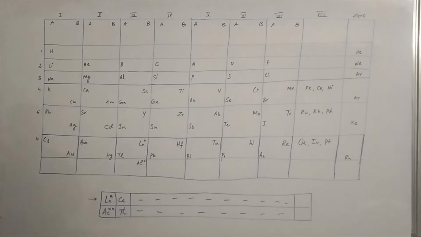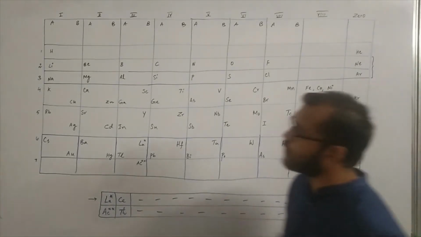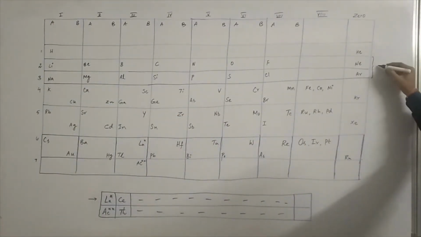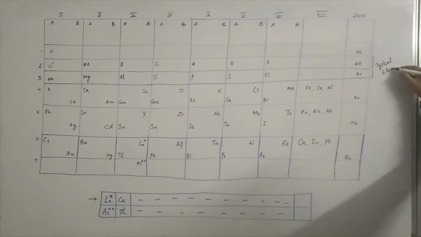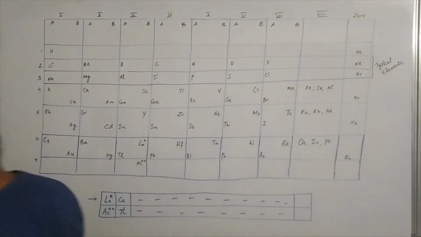Now, totally how many horizontal rows are there? 7. So Moseley's table possesses 7 periods and totally 9 groups, right? Now, excluding the first, if you take the second period and the third period elements, they are called typical elements. What do we call them? Typical elements. Second and third period elements are called typical elements.